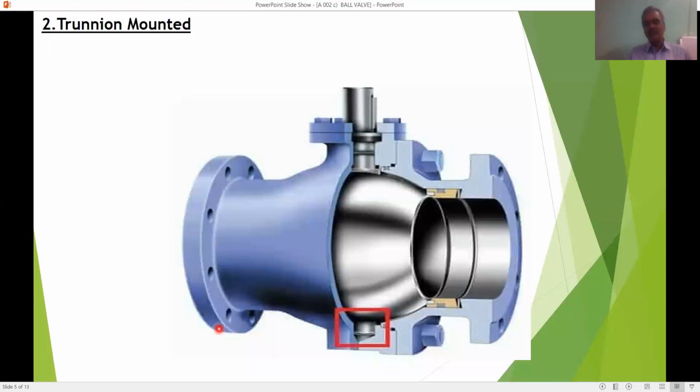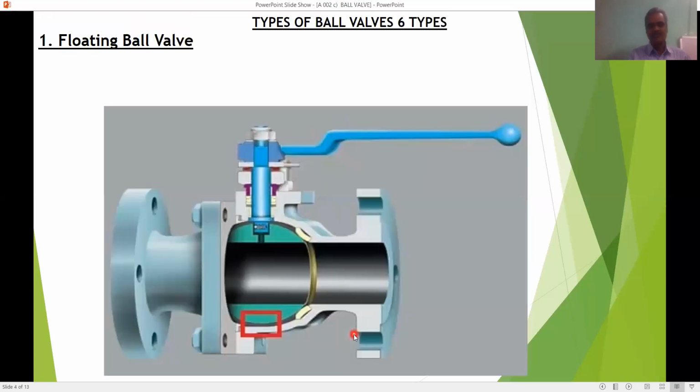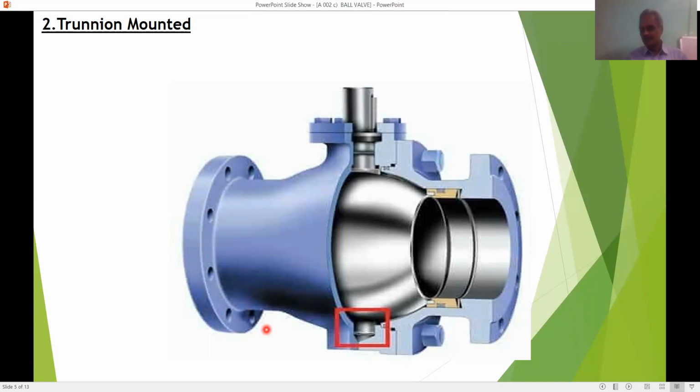Next one is trunnion mounted valve. This highlighted area you see here, in the previous figure also there is a highlighted portion. This is the trunnion. Trunnion is a solution to the problem of excessive torque required by a floating type valve. In high pressure service, a short shaft like an extension, see this shaft is very short, just like an extension, which is known as trunnion, is set in the body. If you see this type of stem or shaft, understand that there is a trunnion here. It is a trunnion mounted valve.